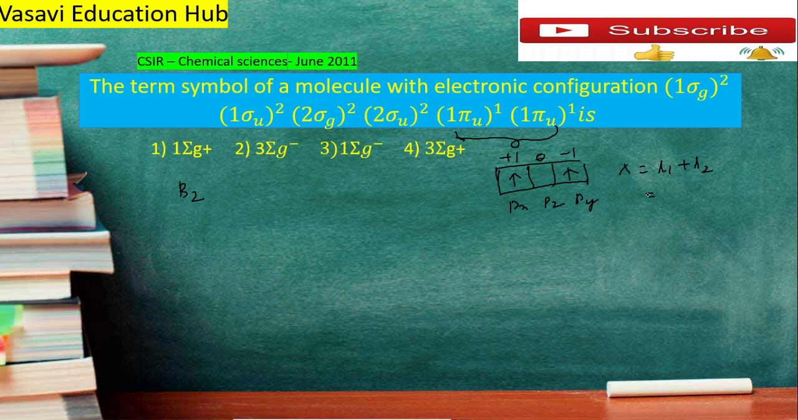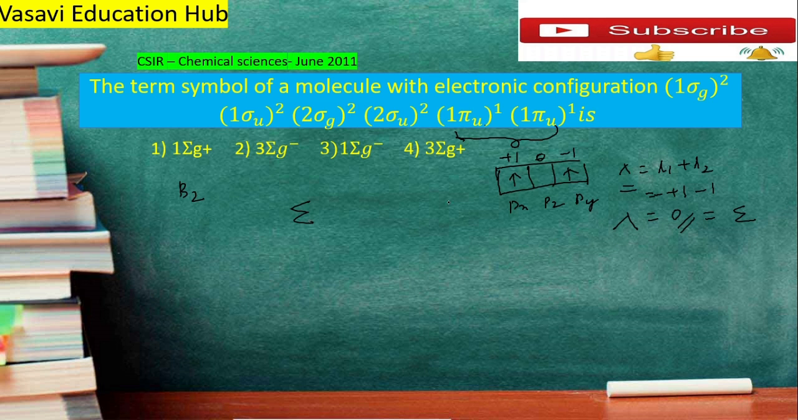So that is equal to plus 1 minus 1 plus 1 minus 1. So plus 1 minus 1, that is equal to 0. Therefore the lambda value is equal to 0, student. So the term symbol is sigma, right? Clear? So the term symbol part is over. The term symbol is sigma. All the given options mention sigma only. So the sigma will not decide your correct answer, right?